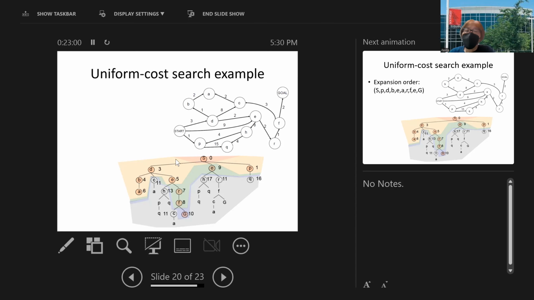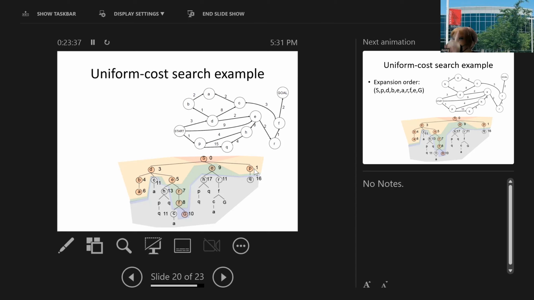So who will be at the front of the queue this time? Yeah, it's P, because the cost from the initial state to the current node is 1. It's the lowest. And what's going to be the second? D. The last is going to be E. So it's P, D, E in the queue.